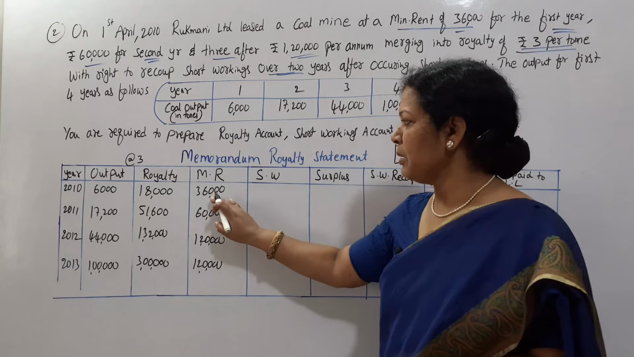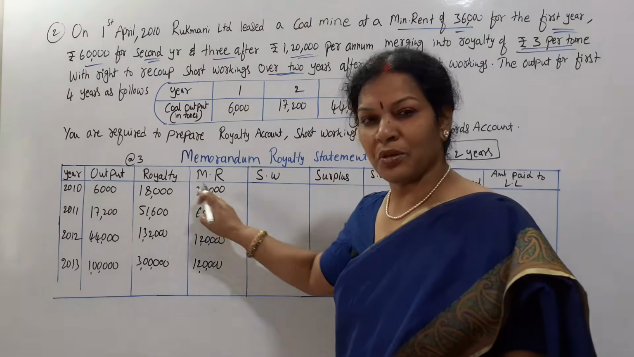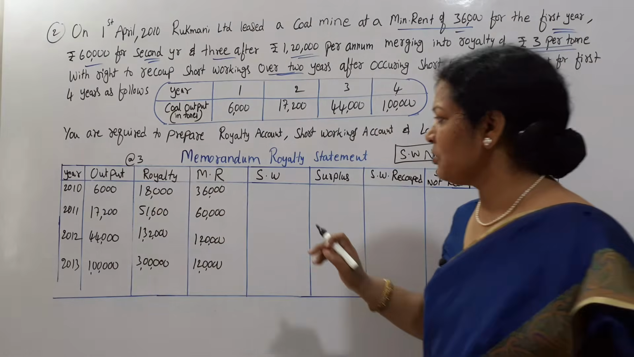Now we will start working out. In the first year minimum rent is this much, royalty is this much. So minimum rent is more, royalty is less, and that is short workings. How much is short workings?